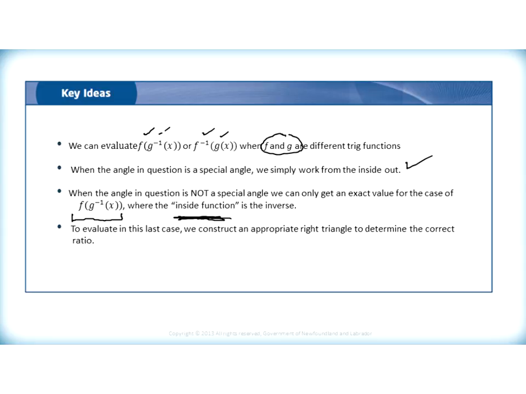So to evaluate in that last case, remember what we do is we construct a triangle, so an appropriate right triangle to determine the correct ratio. And when you construct those triangles, it's something very similar to what you would have done in Math 2200 or Math 3200. You just sort of put that stuff together based on how it works when you have opposite and adjacent, or opposite hypotenuse, all those sorts of things. But anyway, you know all that.